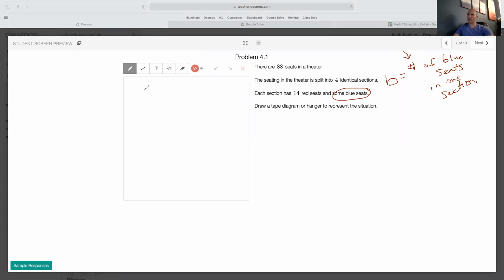All right, so I guess I'll draw a hanger. Not even really sure how I'm going to do this. I'm kind of thinking about this as I go here. So I know that one side should probably just say 88, right? Because I know that the total of this whole thing is 88 seats. On the other side, I'm thinking I'm going to break it into 4 sections because they told me that there's 4 sections.